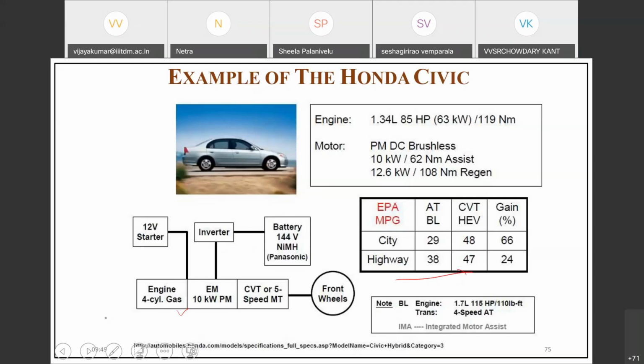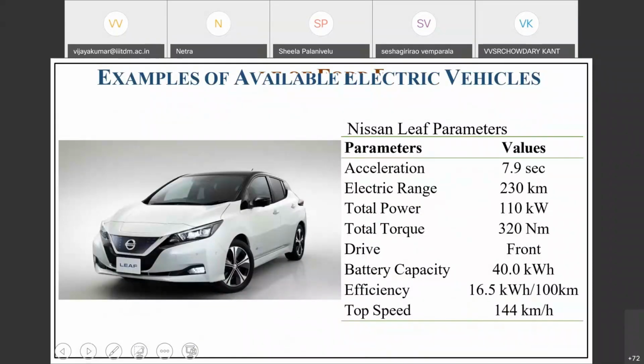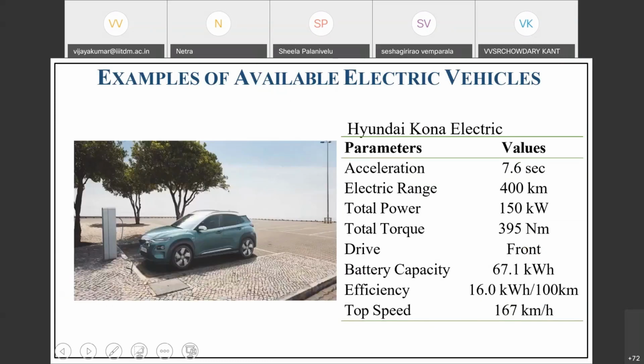To show the specification of each and every vehicle, I have put these slides. Even the Nissan Leaf parameters: what is the acceleration, total power, torque. That is very important, because only then can you see the performance of your electric vehicle: how much battery, what is the efficiency of the electric vehicle, what is the top speed. Every piece of information is given here, right? There are 100 electric vehicles in the market, so we put those things here.